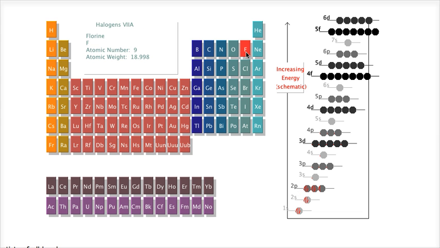If I went to fluorine, well, the highest energy level is 2. There's 2s2, 2p5, so it has 7 valence electrons: 1, 2, 3, 4, 5, 6, 7. If I went to rubidium, the highest energy level it has is 5, and all it has there is 5s1, so it has 1 valence electron, and that's the 5s1 electron.